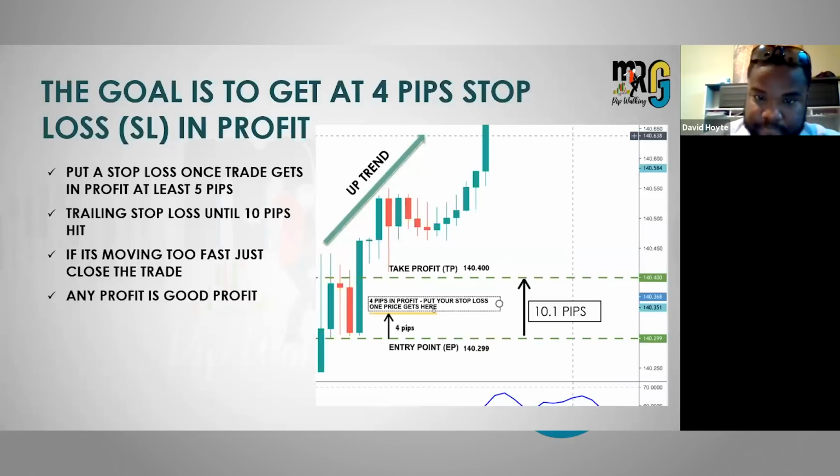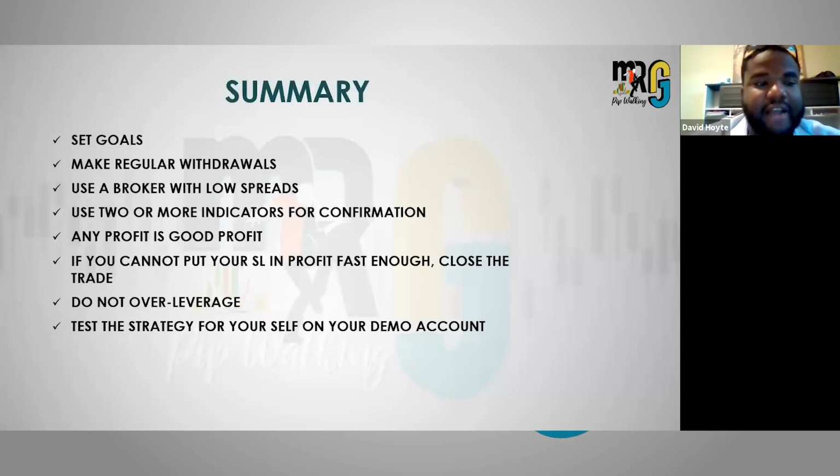All right, just a summary, guys. Set some goals. Anything you do in life, you set goals, all right? Make regular withdrawals. Use a broker with low spreads. Use two or more indicators for confirmation. You hear the key word in that is confirmation. That's all this is. Everything you do in the market, you're using stuff for confirmation and confidence. You want to be confident when you jump in a trade. You don't want to panic.